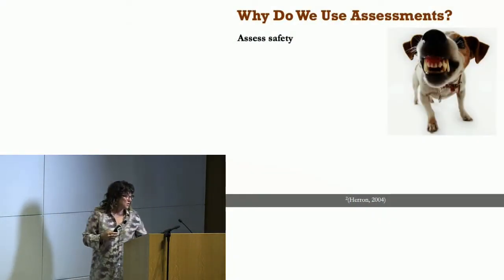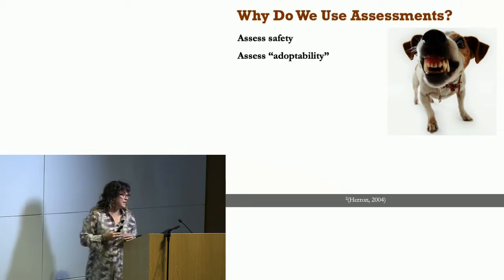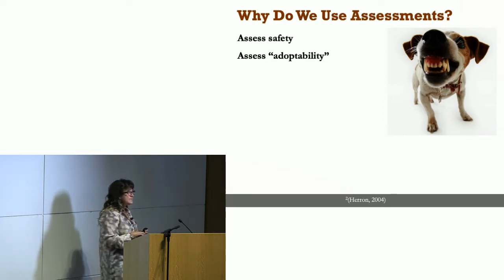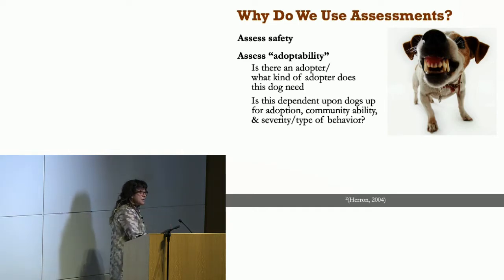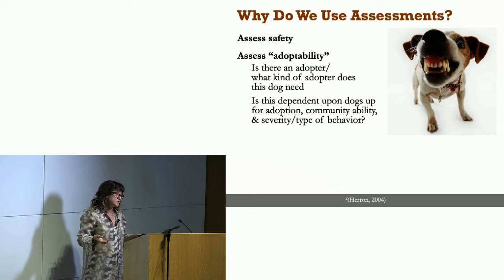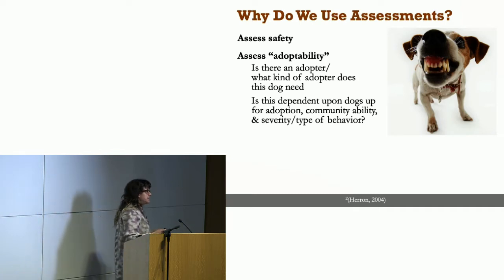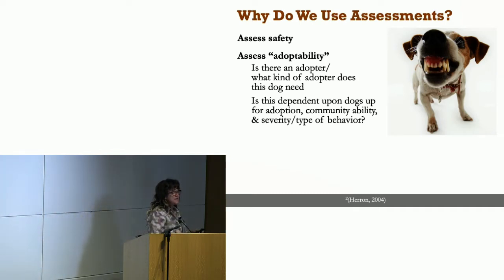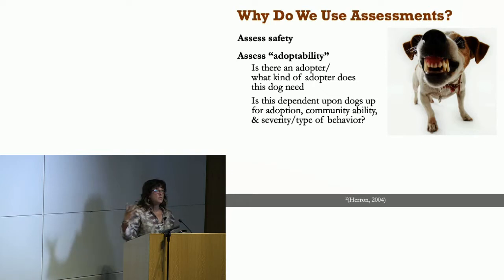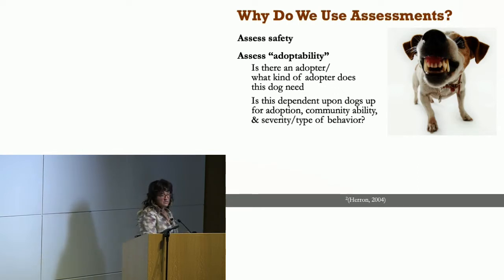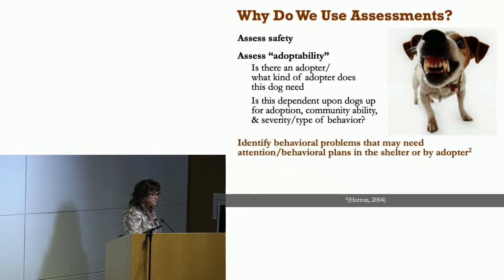So yeah, we could assess safety. That was brought up. We could also be assessing adoptability. And when we say adoptability, what the heck does that mean? Is there an adopter, or what kind of adopter does this dog need? Is the adoptability of this dog dependent upon the other dogs that are up for adoption at that time? Or what you think the community's ability is to care for that dog? Or what the severity or the type of behavior we're talking about.